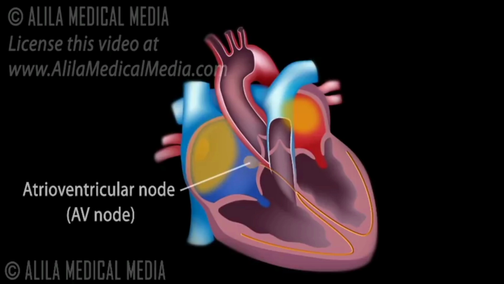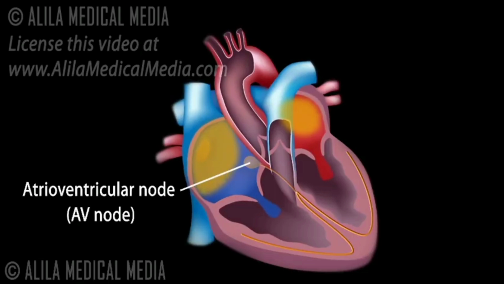The atrioventricular node, or AV node, is located on the other side of the right atrium near the AV valve. The AV node serves as an electrical gateway to the ventricles. It delays the passage of electrical impulses to the ventricles. This delay is to ensure that the atria have ejected all the blood into the ventricles before the ventricles contract.